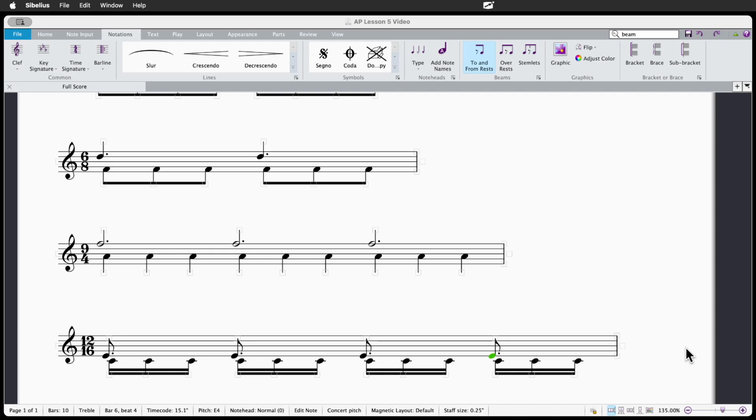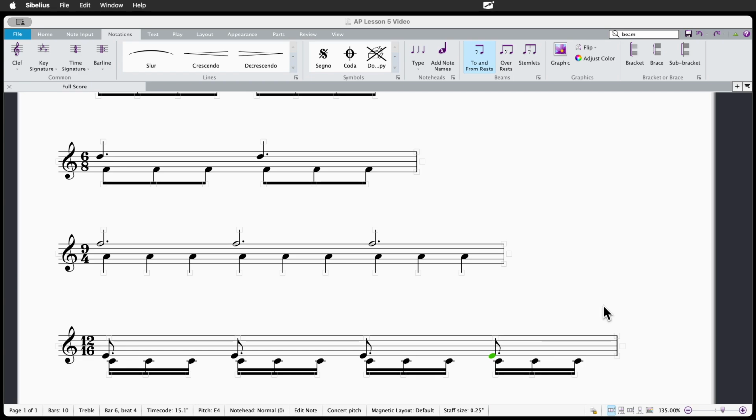Now, the AP Music Theory exam is going to ask you to look at time signatures and be able to determine whether it is simple or compound, and whether it is duple, triple, or quadruple. And you will label them as simple triple or compound quadruple, and you'll have to be able to distinguish between those.